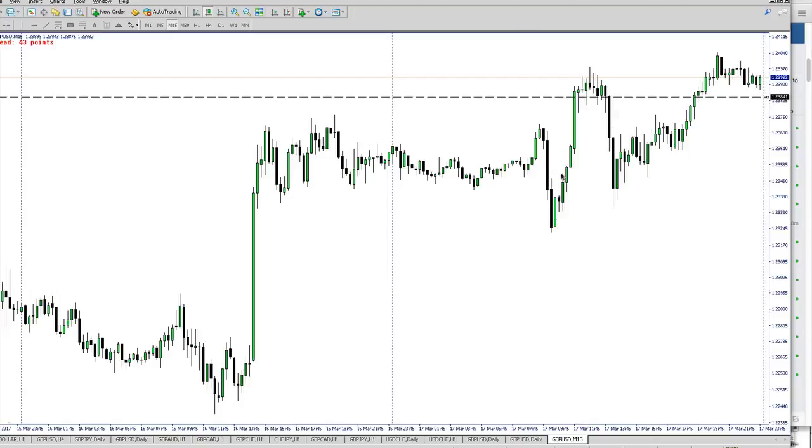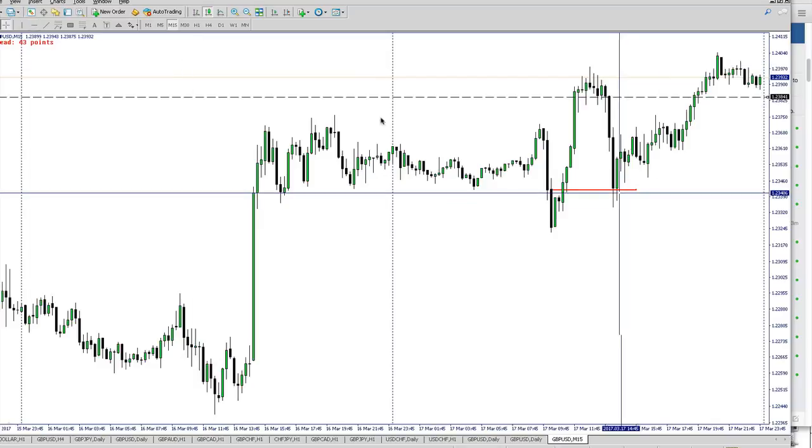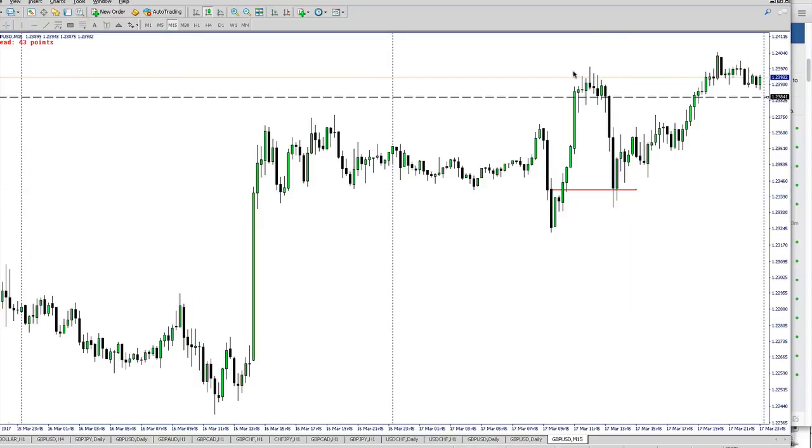We would have got in on this order block. We would have come out of Asia, come down, taken out stops, created an order block, waited for all this price action to come back into the order block, and bought here above these highs, taking out stops.